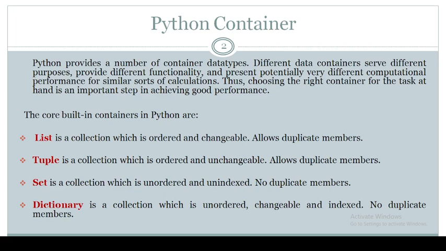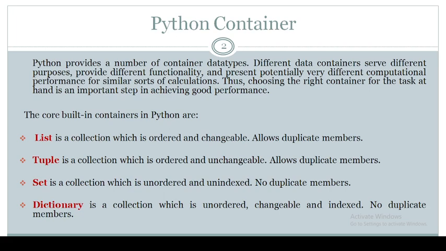The third container is set. A set is a collection which is unordered and unindexed. Unordered means they don't have any index value. Like list and tuple, all the values have their own index, but a set doesn't have any index value. That's why it is called unordered. But a set has a special quality: no duplicate members. We cannot put the same item in a set. All items in a set should be unique.